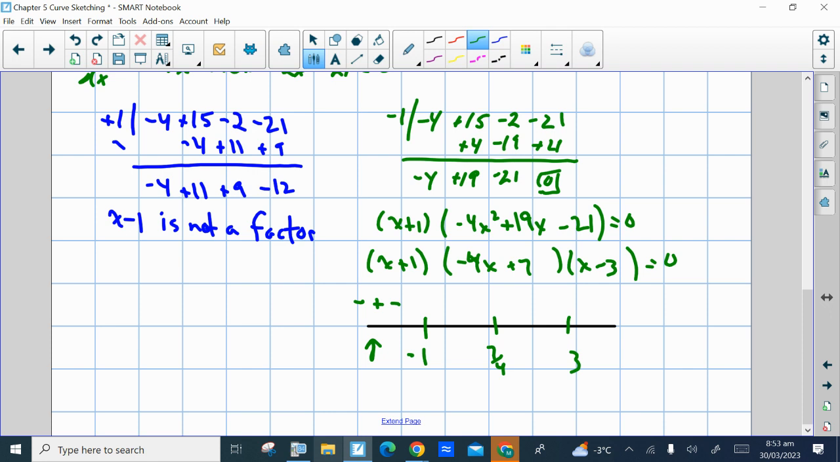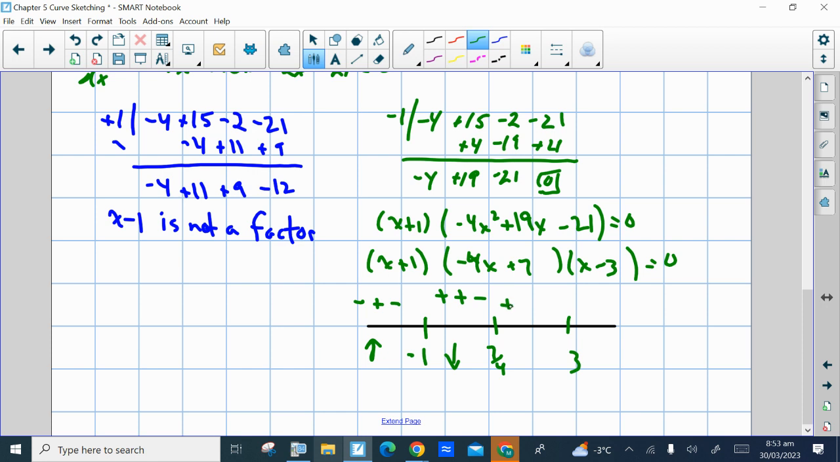Let's go 0. So what will the first factor be? Second factor? Third? And then what? The function's decreasing in that interval. A number in the next interval, we could use positive 2.